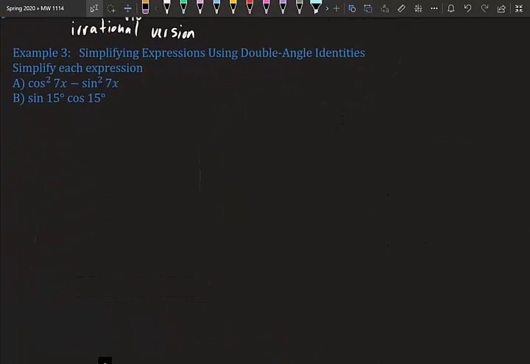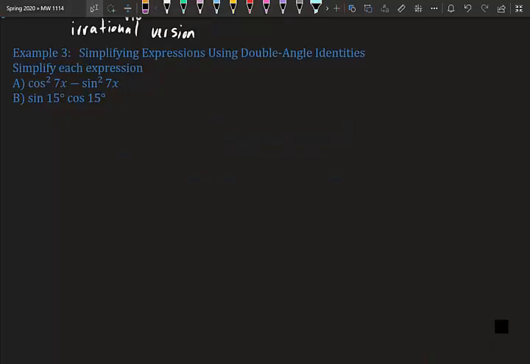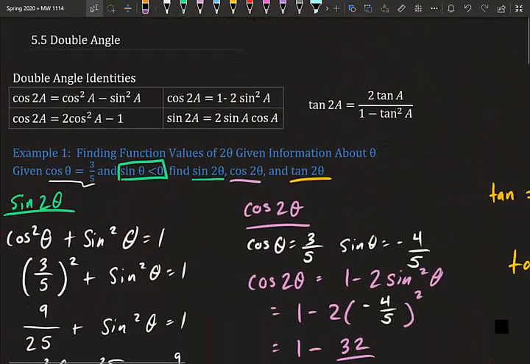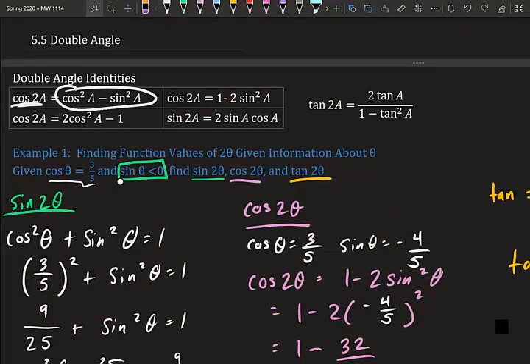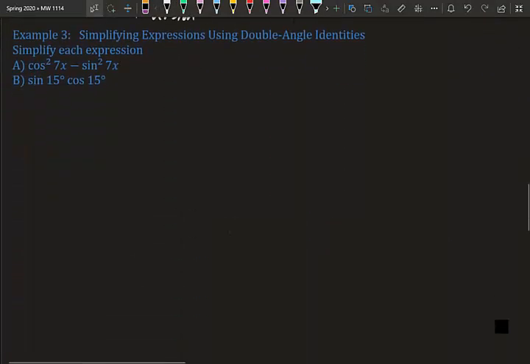All right, example 3. So in example 3, we want to simplify. In part A, we're given cosine squared 7x minus sine squared 7x. And I don't know if you noticed, but we actually are given the other side of the identity now. So this entire time, we work with the left side. But now we're actually given the right side of an identity. So we just need to match it with one of our identities.